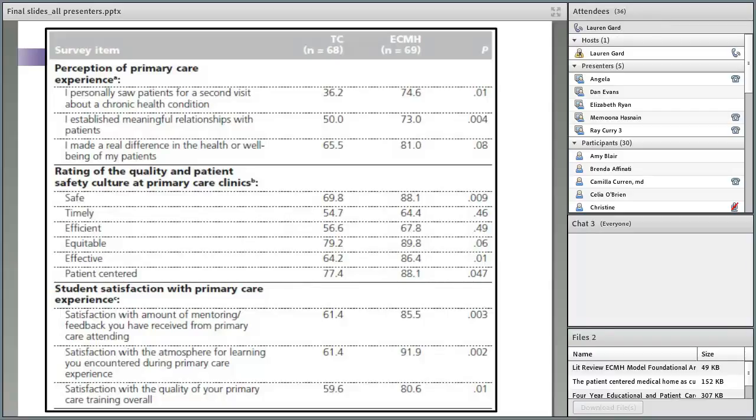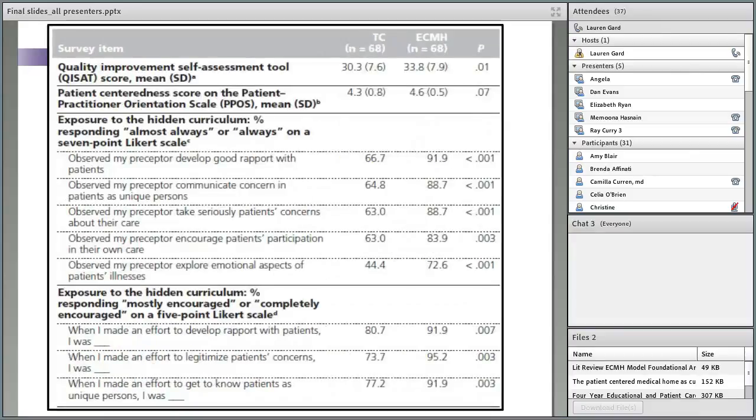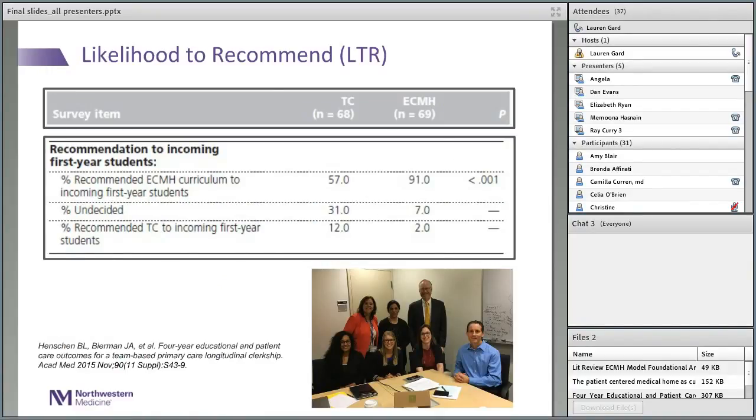This is available in Academic Medicine from 2014 if you want more detail. But the students basically said they saw more follow-up visits, they had more meaningful relationships with patients, they rated the clinics better in efficiency, equity, patient-centeredness, they had a higher satisfaction with their primary care experience, they had less exposure to some of the negative aspects of the hidden curriculum, and the punchline would be likelihood to recommend.